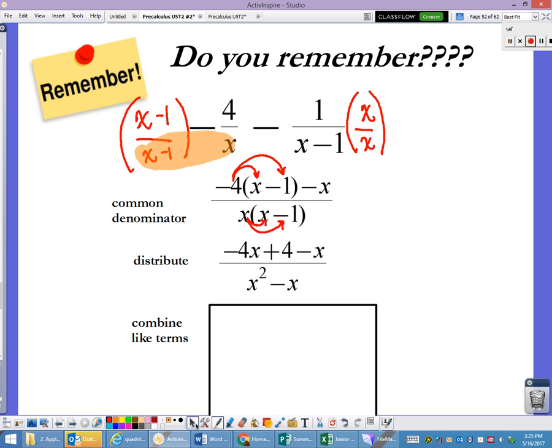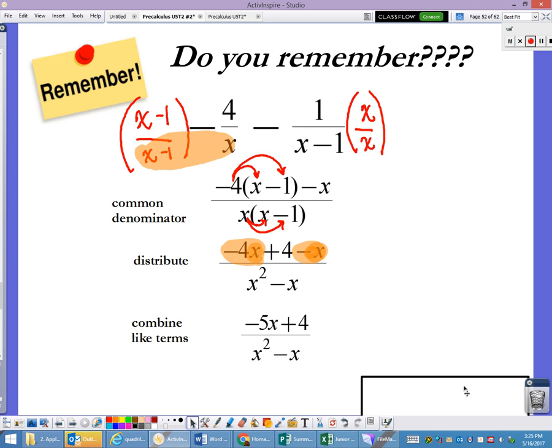And then finally, I am going to combine the like terms. So if you see I have an x and an x, that means I'm going to do negative 4x, so I'm going to take this whole term and subtract x, which will give me negative 5x. So my final expression, when I subtract this fraction minus this fraction, will give me negative 5x plus 4 over x squared minus x.